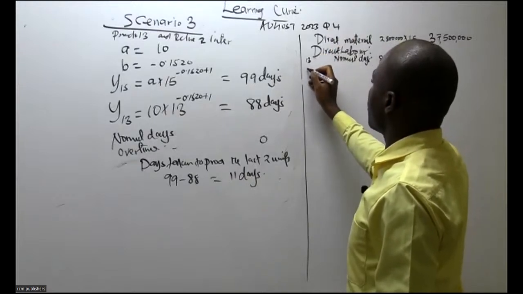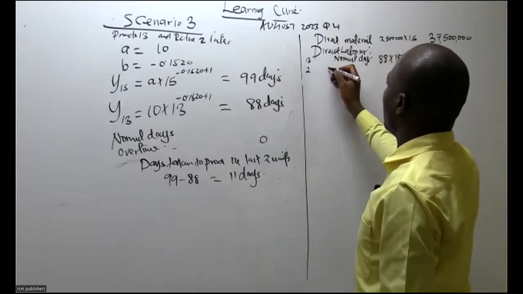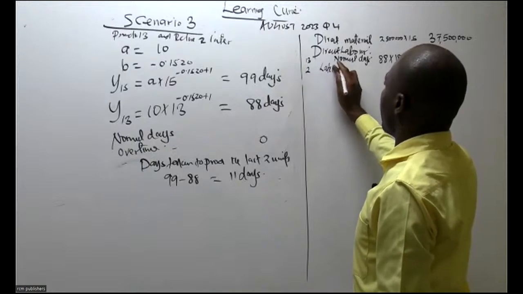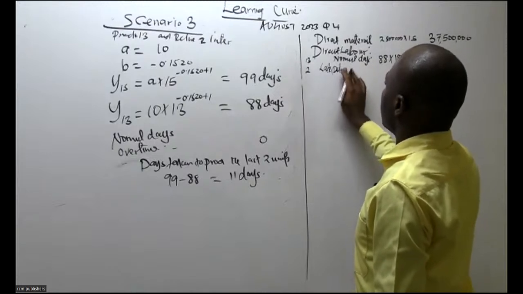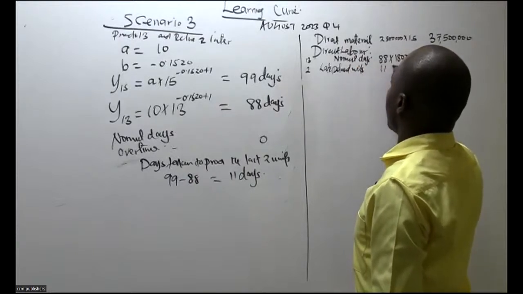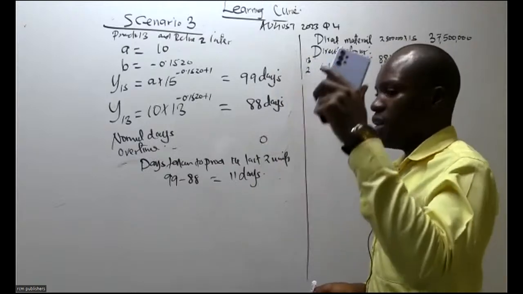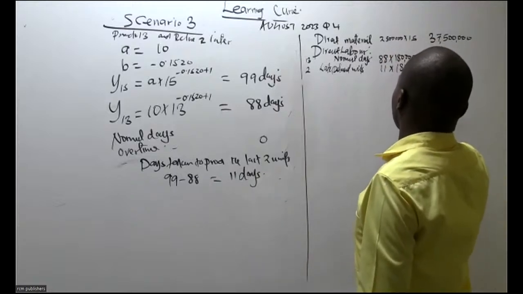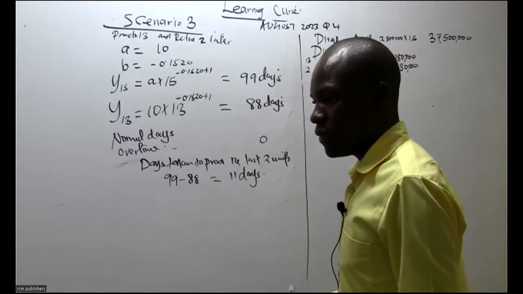Then the last 2 units, they are taking 11 days. So let me put the late delivery units here. They are taking 11 days, and it is not within the overtime. It is still within the normal working days. Times 180,000. I'm told it is 1584.